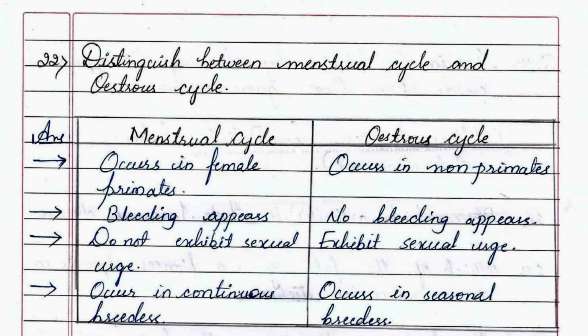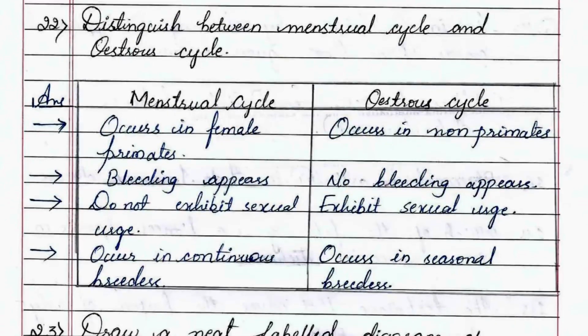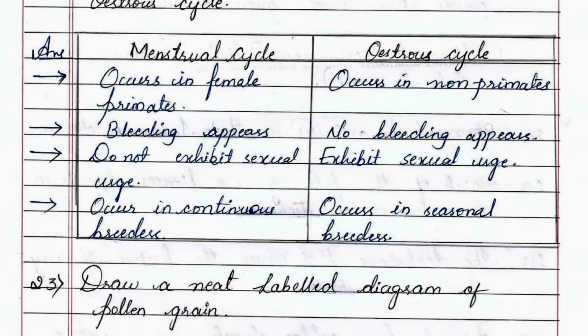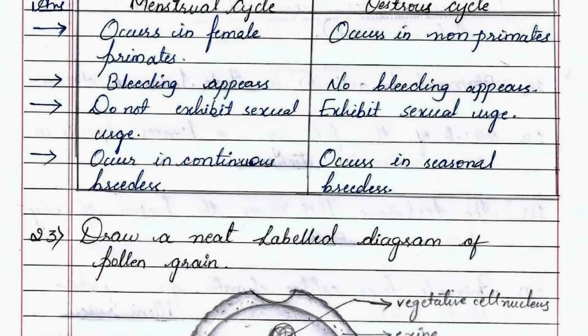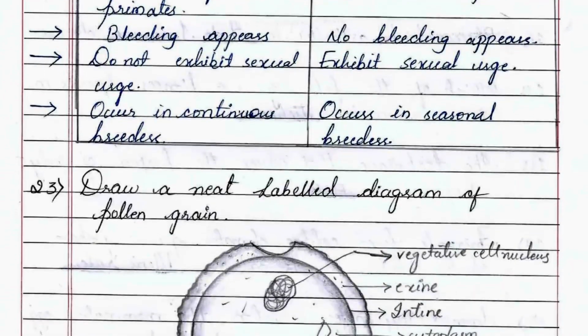22nd question is: distinguish between menstrual cycle and estrous cycle. Here is the difference. Menstrual cycle occurs in female primates, estrous cycle in non-primates. Bleeding appears, no bleeding appears. Do not exhibit sexual urge, exhibit sexual urge. Occurs in continuous breeders, occurs in seasonal breeders. 23rd question: draw a neat labelled diagram of pollen grain. Here is a schematic representation of pollen grain.